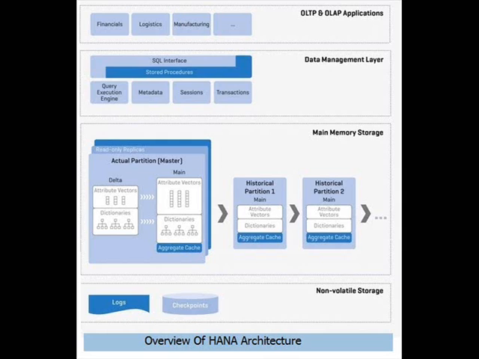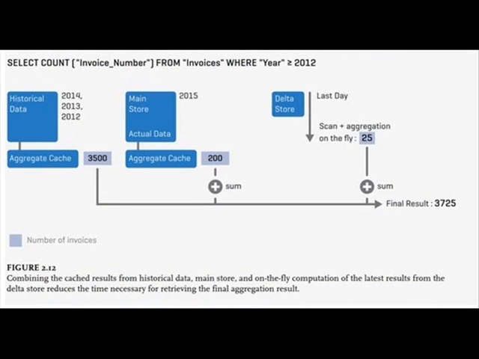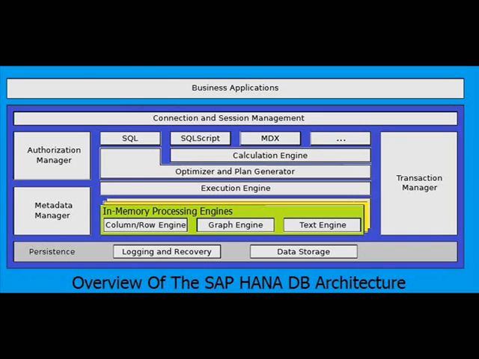All aggregations are now virtual, which means they are not materialized. Maintain aggregated data in real time, meaning that whenever we record a business transaction, we update all impacted totals. Example, calculating the number of invoices. Combining the cached results from historical data in the main store, and the on-the-fly computation of the latest results from the delta store, reduces the time necessary for retrieving the final aggregation results.